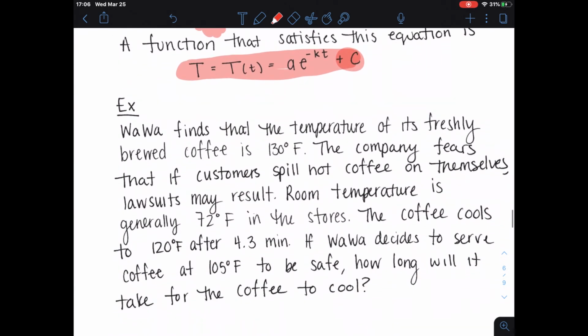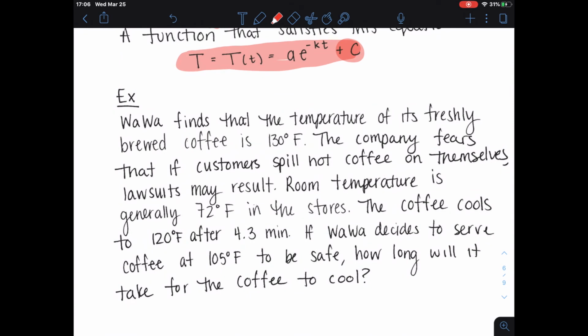So let's look at an example that deals with coffee. Wawa finds the temperature of its freshly brewed coffee is 130 degrees Fahrenheit. The company fears that if customers spill hot coffee on themselves, lawsuits may result.